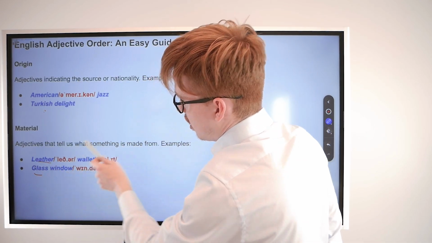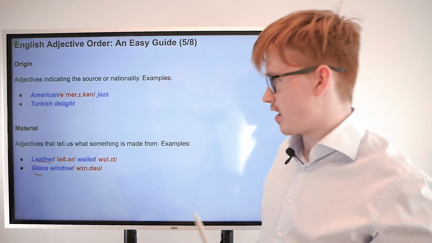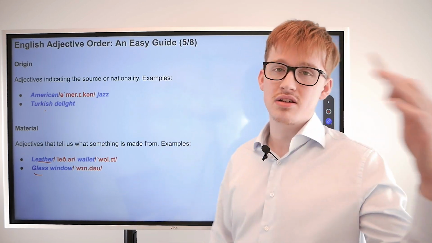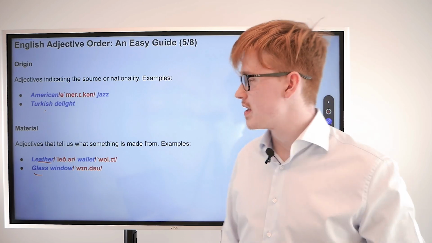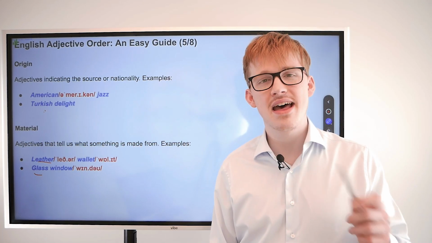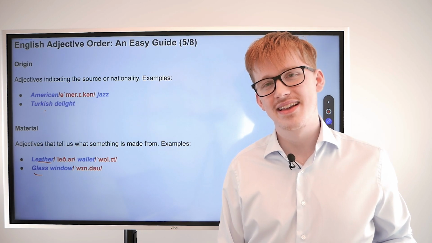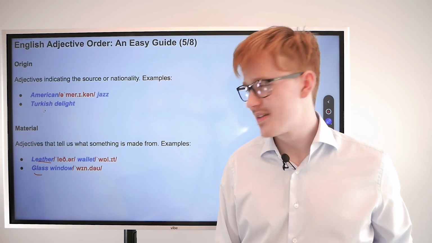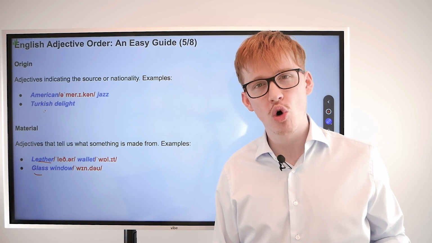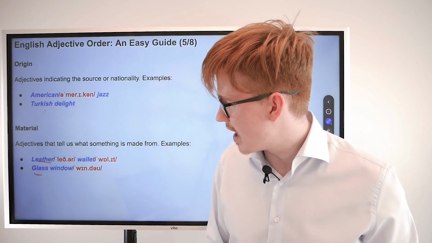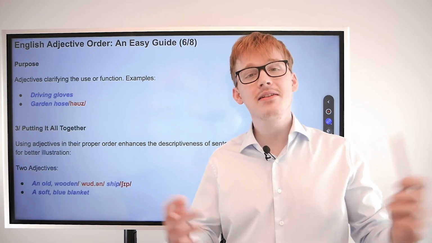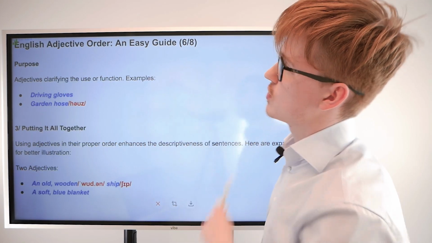So these things are all materials that are making the thing. So the wallet is made out of leather. The window is made out of glass. You see? So let's now go through some of these words before we move on. We have leather, leather. We have wallet, wallet. And we have window, window.